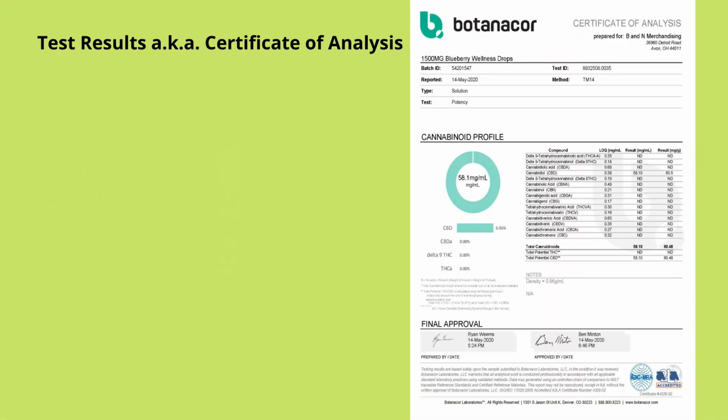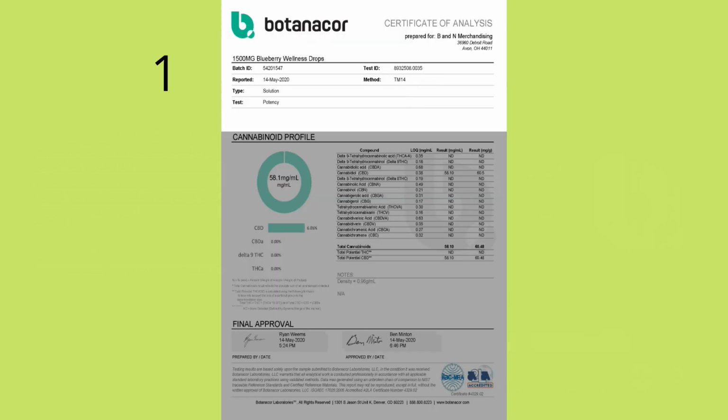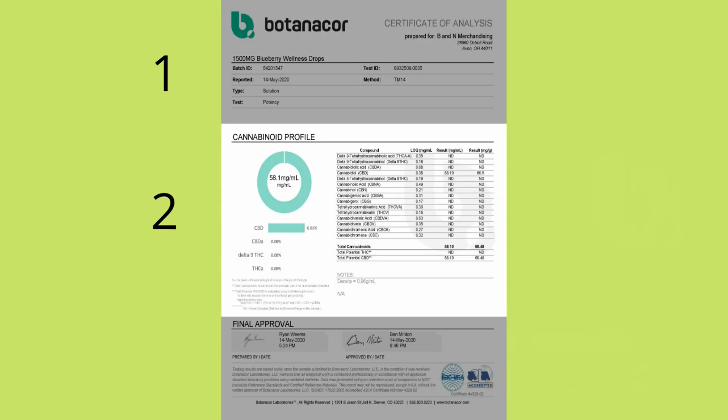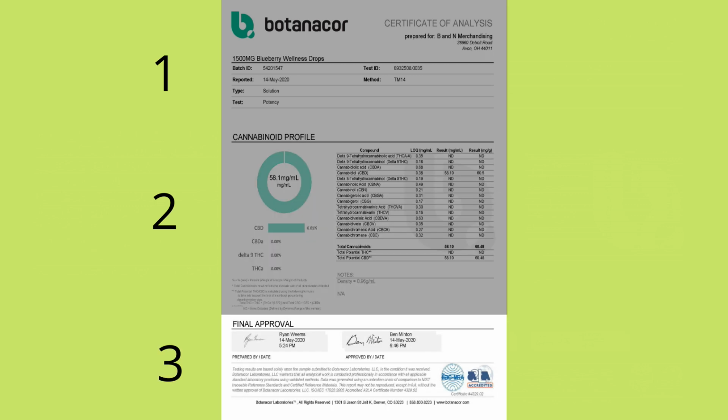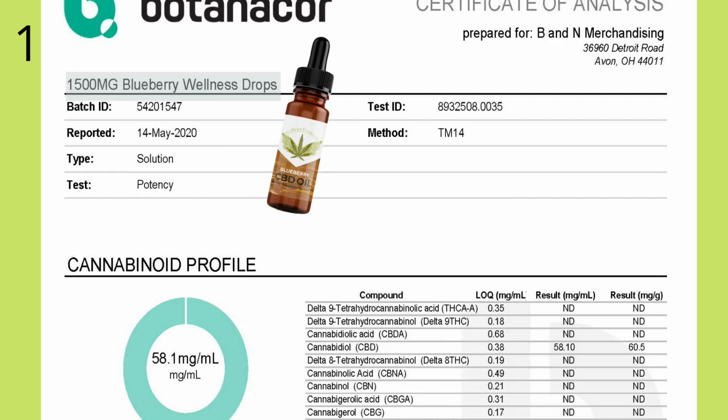Finally, now that you know you can look at a test result, let's break down a test result so you know exactly what you're looking at. A test result, also known as a certificate of analysis, is generally broken down into three main parts. You can see that here. Then, depending on what is being tested for, this test can get longer or shorter. In the first section, we'll always see the product being tested.